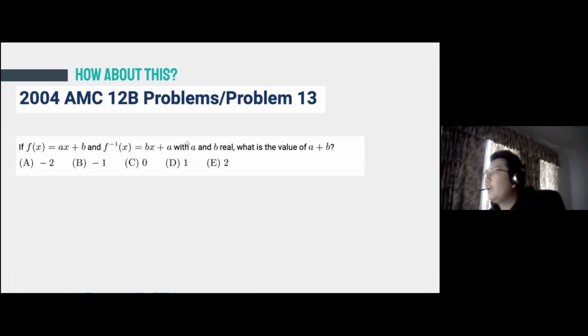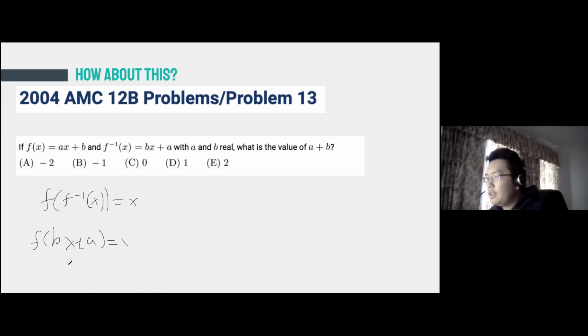All right, so last one, I'm going to quickly talk about this. If there are any more questions, feel free to ask and I'll go back. For this one, the intuition again is that you see the fundamental equation as f inverse of f of x equals x. So then you have f inverse of (bx plus a) equals x. So then you have a(bx plus a) plus b equals x. Again, you just plug everything in, and you get abx plus a squared plus b equals x.